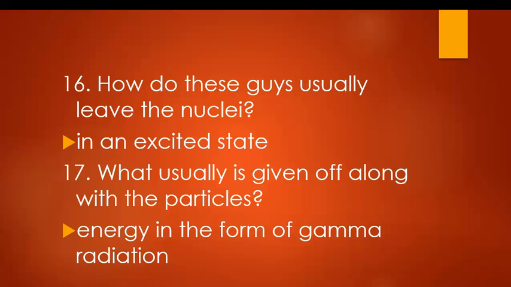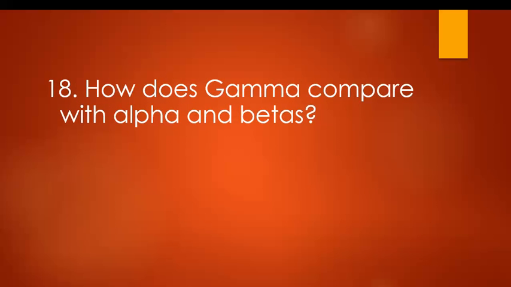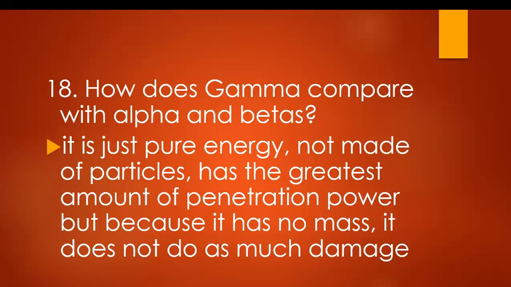She would give off a little piece of flesh and what? There would be light. The light is what we're talking about here. Most of the time, not all, but most of the time, when a particle is emitted, there is also gamma radiation given off. How does gamma compare with alpha and beta? Gamma is pure energy, my friends. It is pure energy.